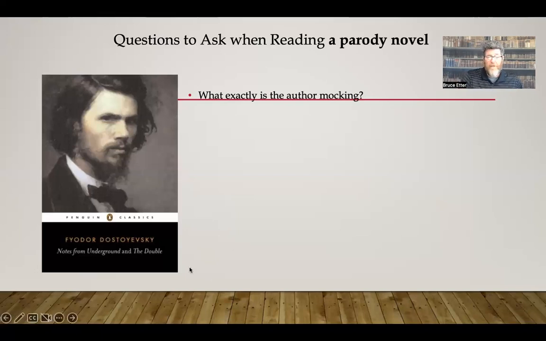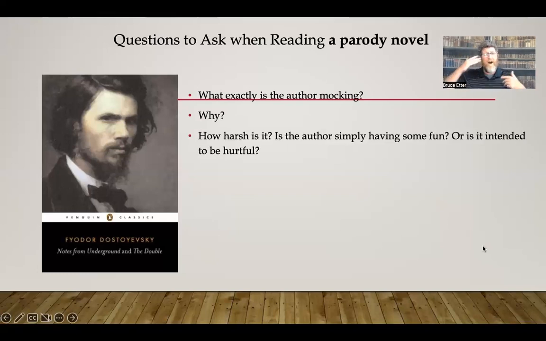So what is the author mocking? What's the event or the work and why? Why would that be an issue for that author? Does that author have a little pet peeve about some part of it or some element of it? On a scale of 1 to 10, in terms of harshness, where would you put it?